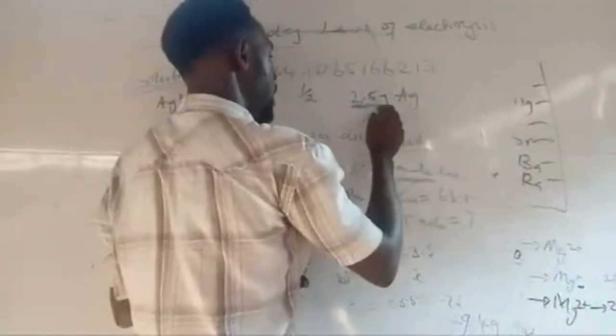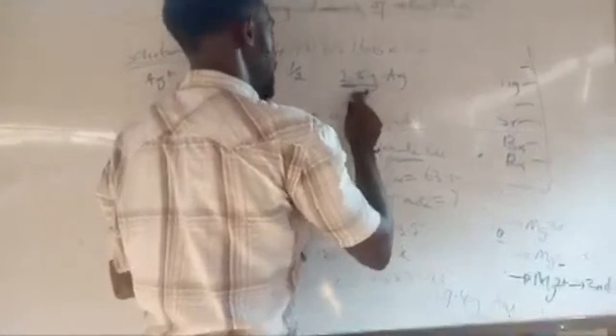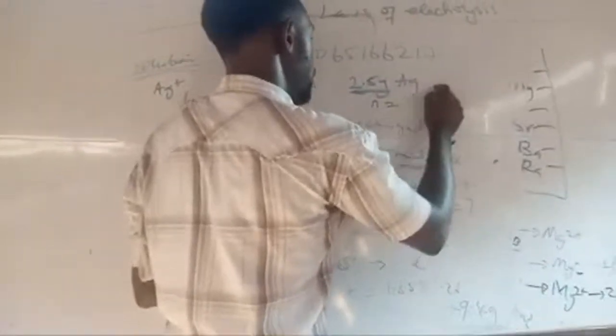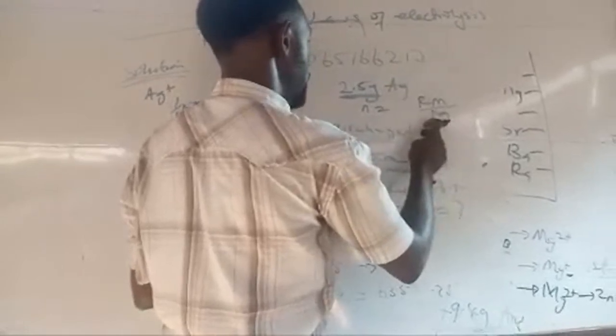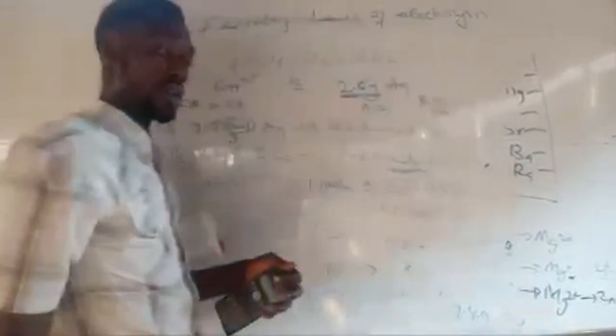Don't use this relative. First, convert this mass of silver to mole. When you convert it to mole, you now use this. And for 1 mole of silver, we have that mole is equal to Rm over M, that's reacting mass over molar mass. Any questions so far?